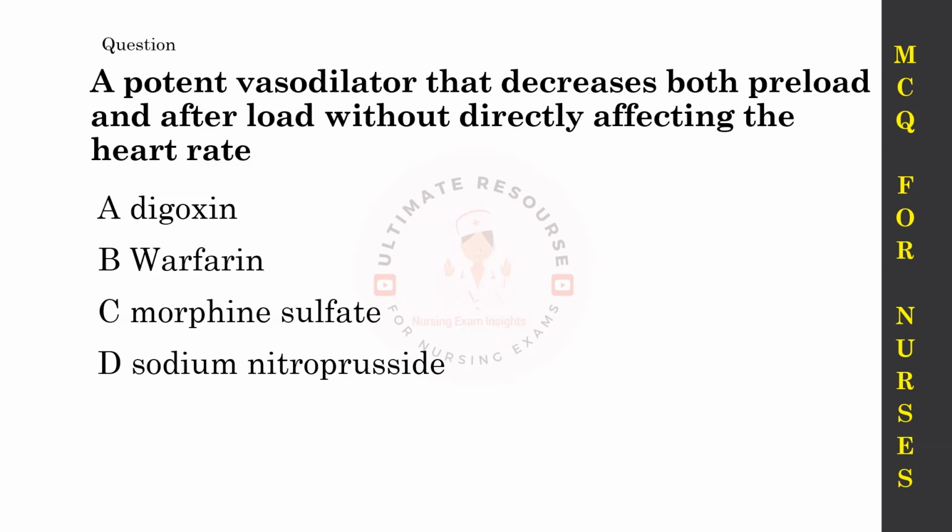A potent vasodilator that decreases both preload and afterload without directly affecting the heart rate. Options are A. Digoxin, B. Warfarin, C. Morphine sulfate, D. Sodium nitroprusside. The answer is D. Sodium nitroprusside.